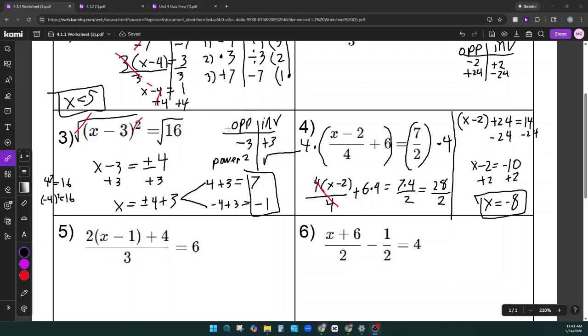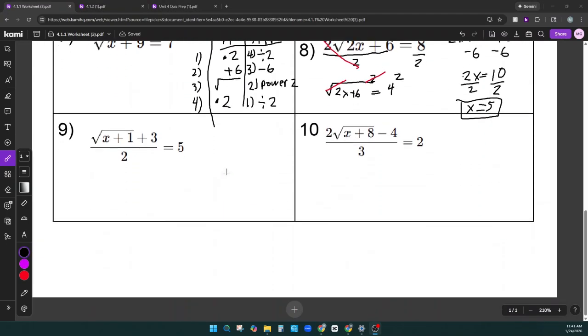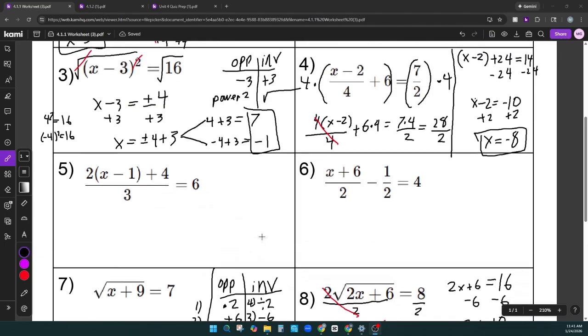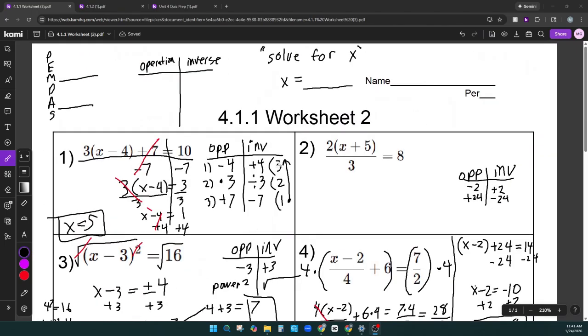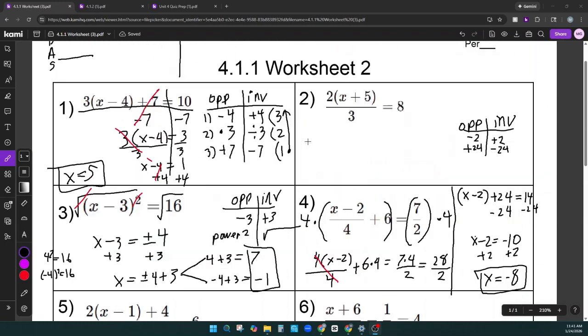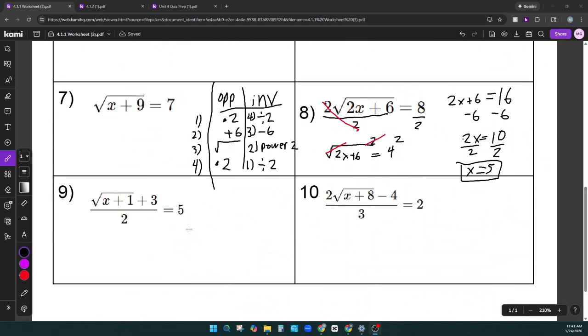From there, we have some easier problems and more complex problems. Number 9 and 10 are definitely the more advanced versions of these questions. But I will upload the answer key along with this video. So please try your hand at the rest of this worksheet so that you can get your own practice in.